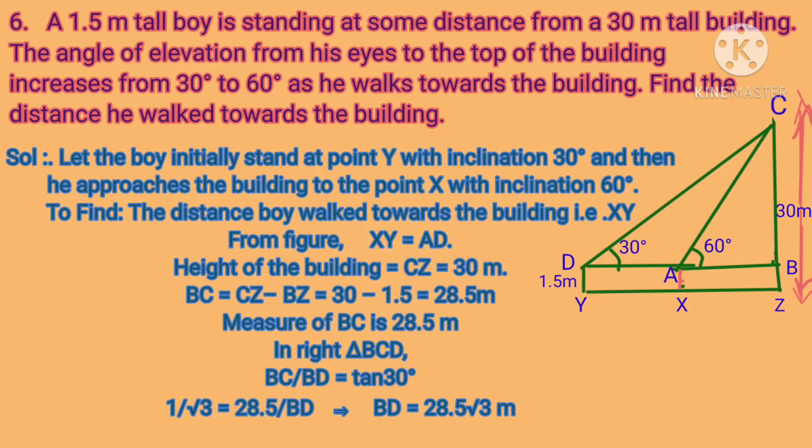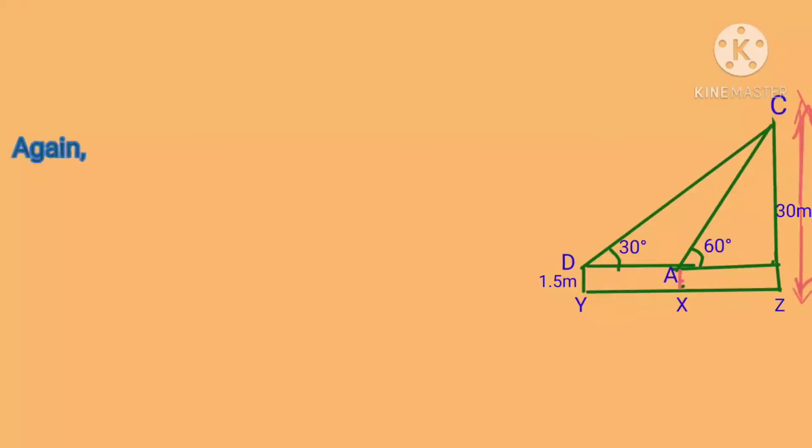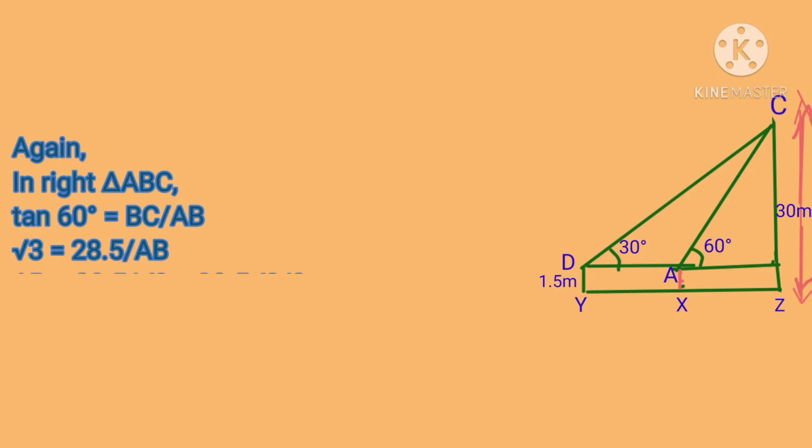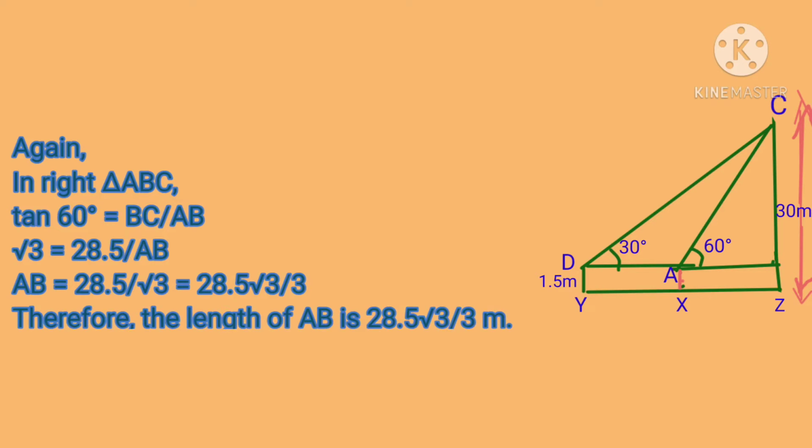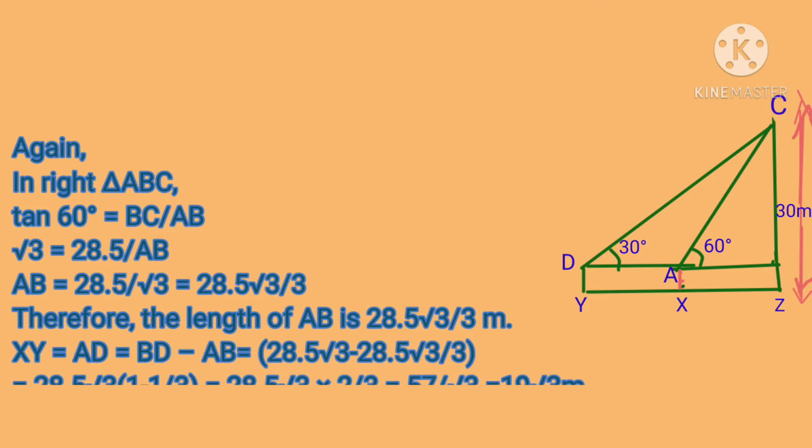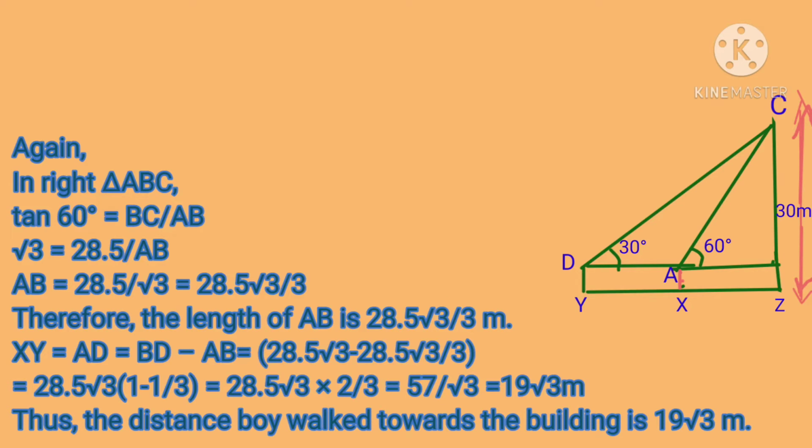Now in triangle BCD, we will find tan 30 equal to BC by BD, which is equal to 1 by root 3 is equal to 28.5 by BD. So BD will be 28.5 root 3 meters. Again in right angle triangle ABC, tan 60 is equal to BC by AB. So tan 60 is root 3, it is equal to 28.5 by AB. So AB will be 28.5 by root 3. After rationalizing it, we will get 28.5 root 3 by 3. Therefore the length of AB is 28.5 root 3 by 3 meters.